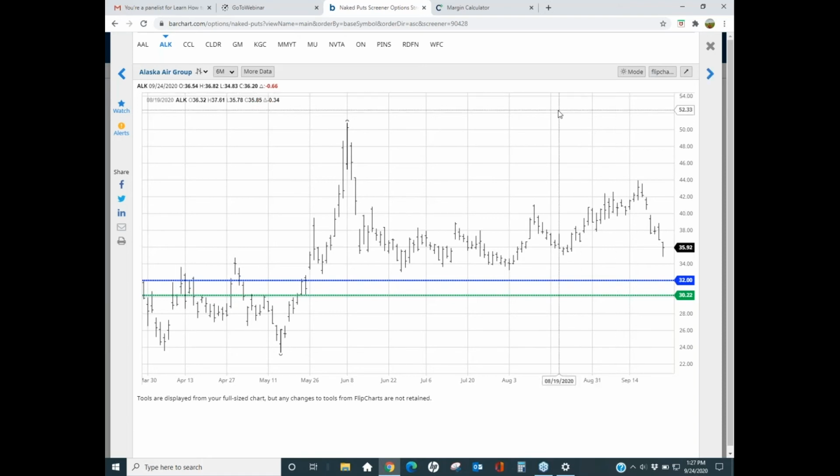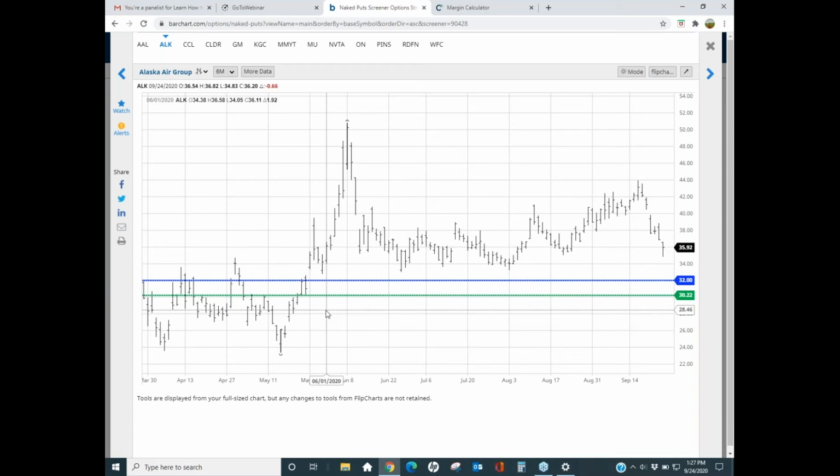Well, you know, this structure here, where you have all these lows that were holding the market up, that could be support for Alaska Airlines. Where did the market break away from our last area? Well, it came in this region between $32 and $30.22. So now I've zeroed in on where I want to look for a strike combination that will allow me to take this trade.